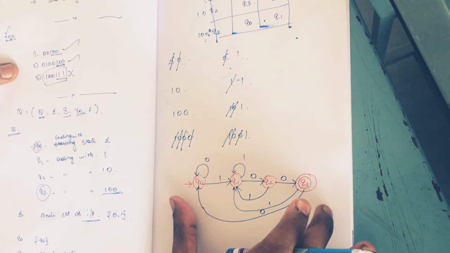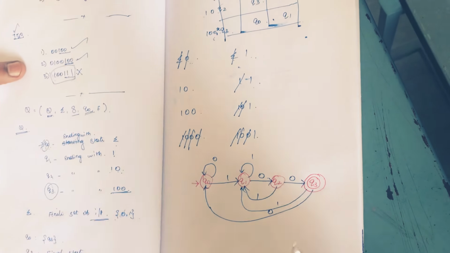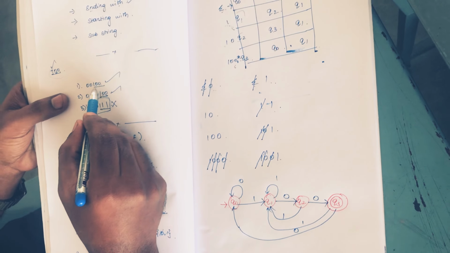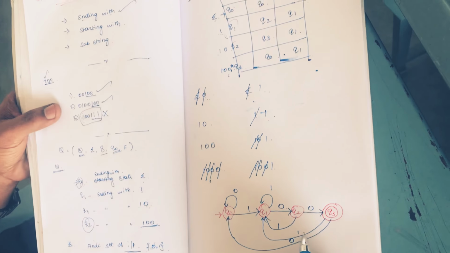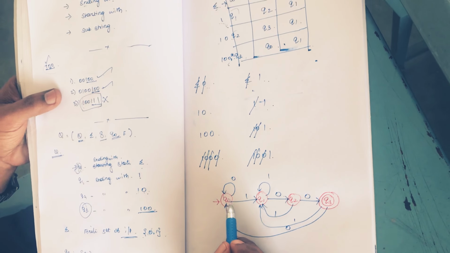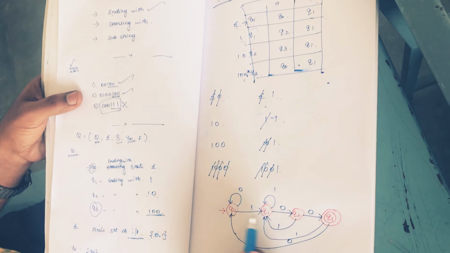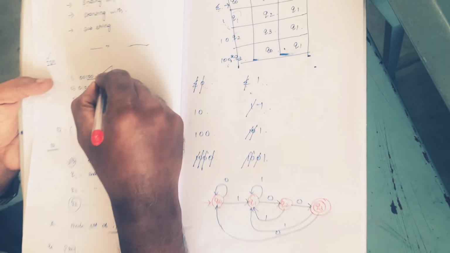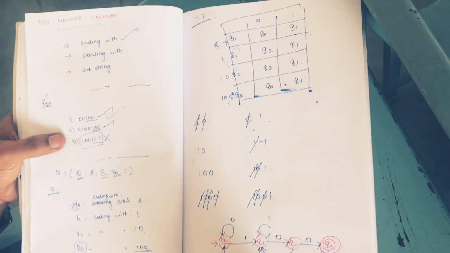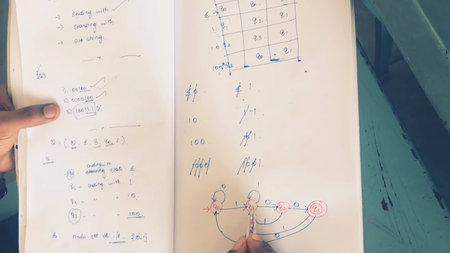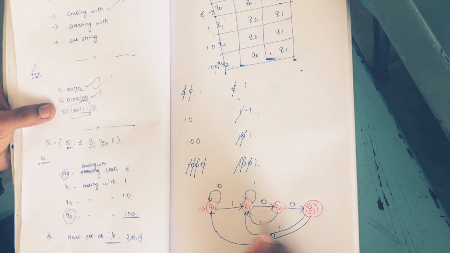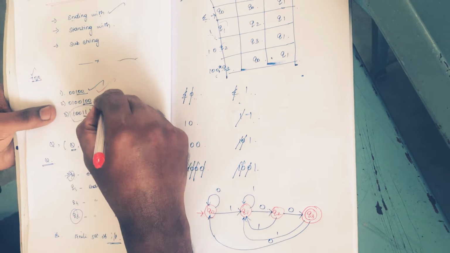Now we need to check whether the transition diagram matches with this or not. Take 0 0 1 0 0, which we said is accepted. Now we check it in the transition diagram: 0 0 1 0 0. It is accepted. Second category, 0 1 0 0 1 0 0. This is also correct.